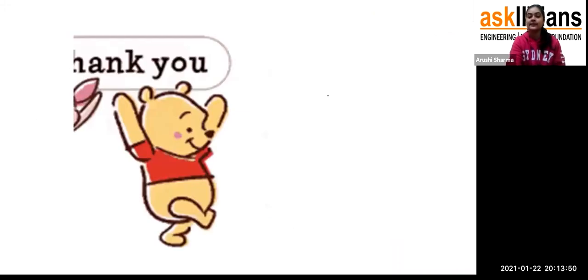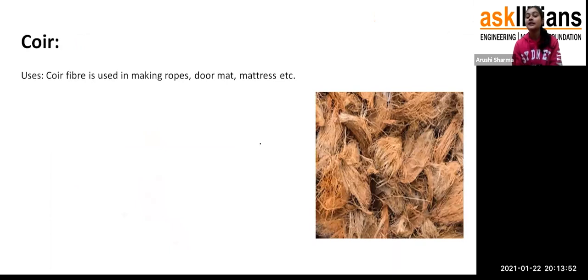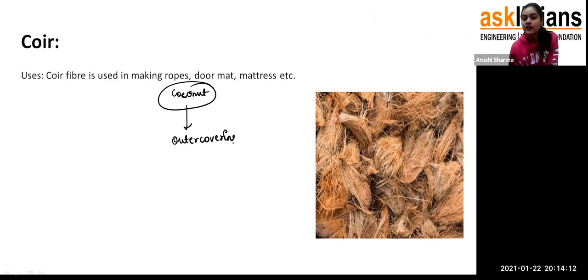Now coir is there. Coir, student, we get from the coconuts, you know, nariyal, that is the coconut. Whenever we eat the coconut, students, we peel that coconut. The outer covering of that coconut is called the coir.